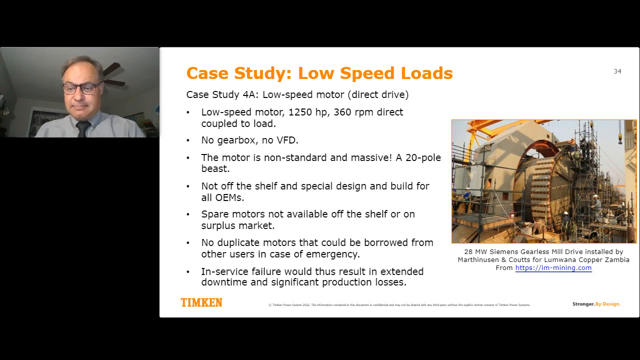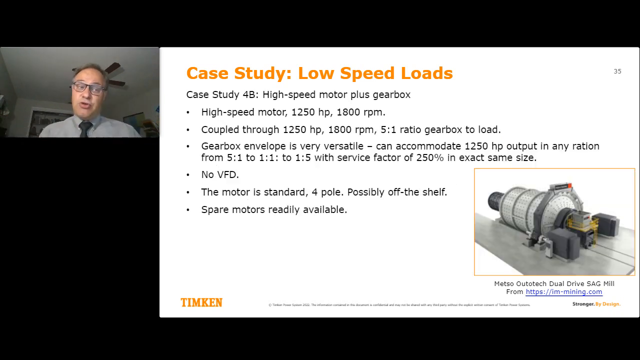So this becomes a significant risk to the plant because an in-service failure results in extended downtime because it's a special machine. Moving on to number 2, where we use a high-speed motor, a 1250 horsepower 4-pole machine coupled through our gearbox. Now here you see, not exactly the same machine, but a typical application of a mill. And you can already see the size of the mill, the size if you had a wraparound motor versus the size of the electric motor through the gearbox.